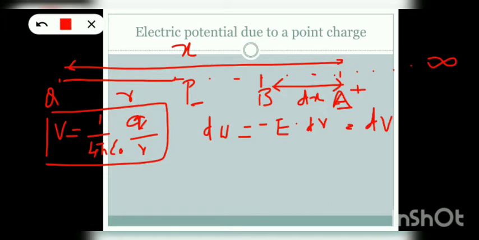And once the charge has reached the point P, no more work is done, and the work done is stored in the form of potential energy at the point P inside the charge. Okay. And what will be the unit? Unit is joule per coulomb, or volt.